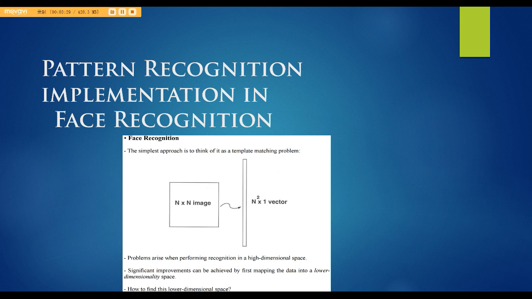Now, I will introduce this face recognition method. The simplest approach is to think of it as a template matching problem. This is an m by n image, and you can stretch it into an n squared vector. The problems would arise when performing recognition in a high-dimensional space. So, how to find this lower dimensional space?